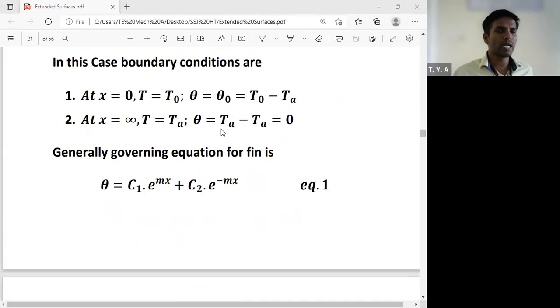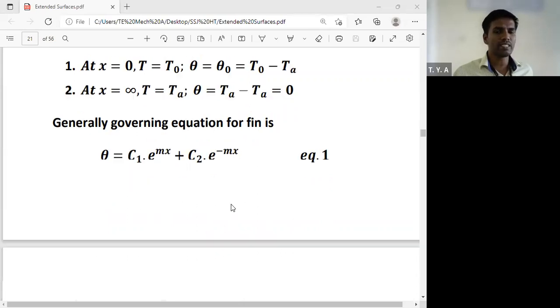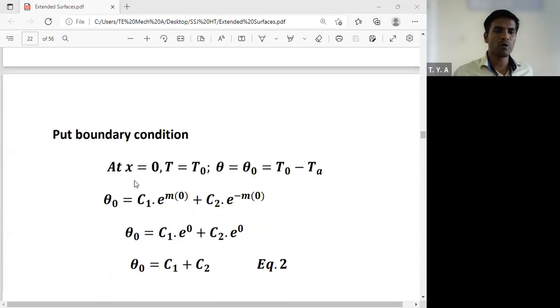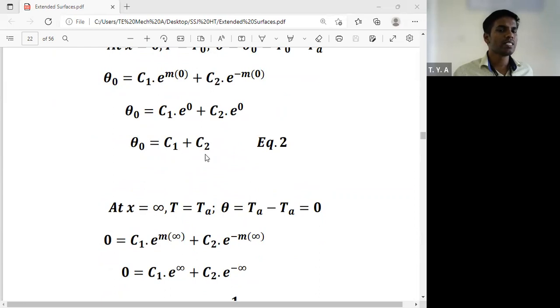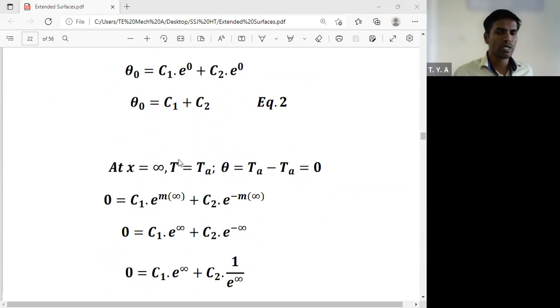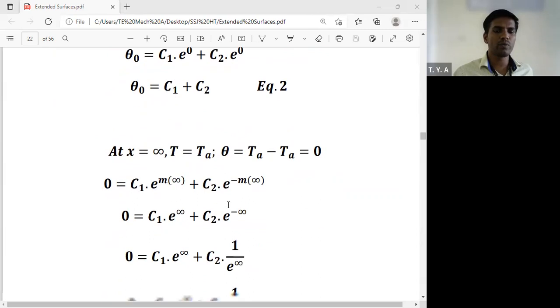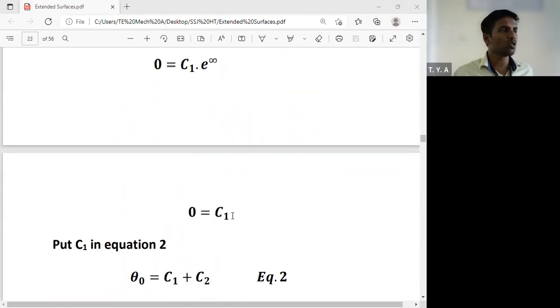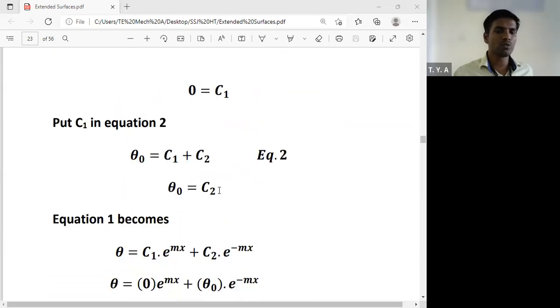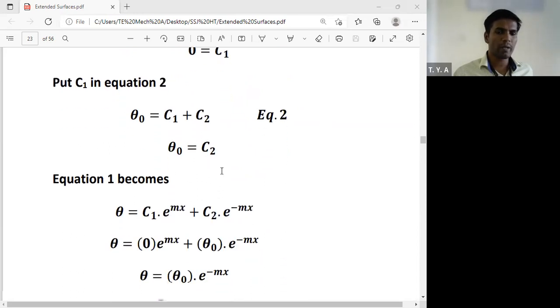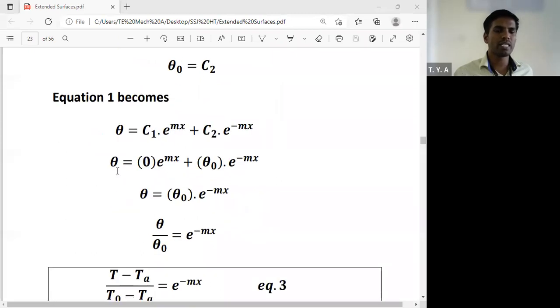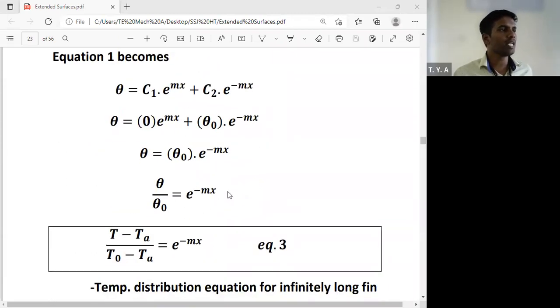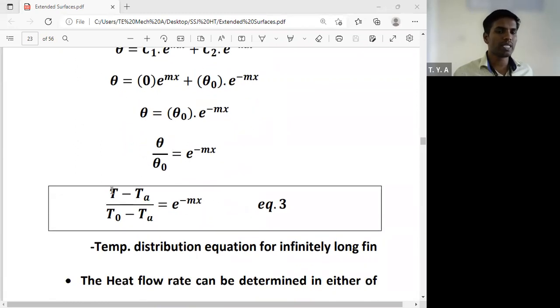Okay. So we have to apply these boundary conditions and find out the values of C1 and C2. First of all we put the first boundary condition. By putting the first boundary condition, we get the equation C1 plus C2 is equal to theta 0. Then we put the second boundary condition and we get C1 is equal to 0. Therefore what is the value of C2? C2 is nothing but theta 0. Okay. So put those values of C1 and C2 into the equation. Therefore we get the equation theta upon theta 0 is equal to e raised to minus mx. So what is the value of theta? T minus Ta.